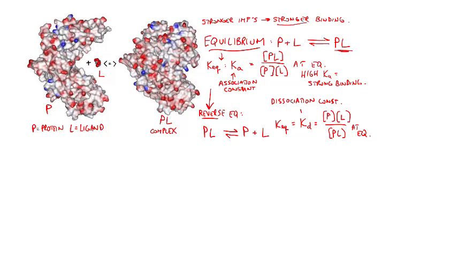Kd is a term that you're going to want to know. This is how we would define it. But it's not a very intuitive way to imagine it, because after all, we're looking at a dissociation, but we want to talk about the strength of binding. Counterintuitively, a smaller Kd implies stronger binding.